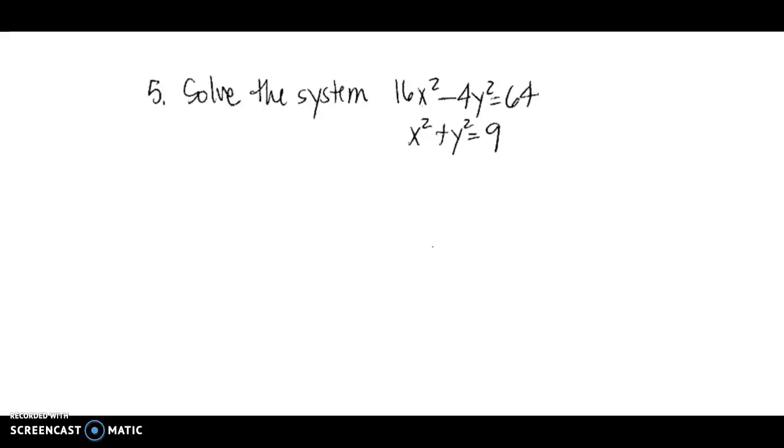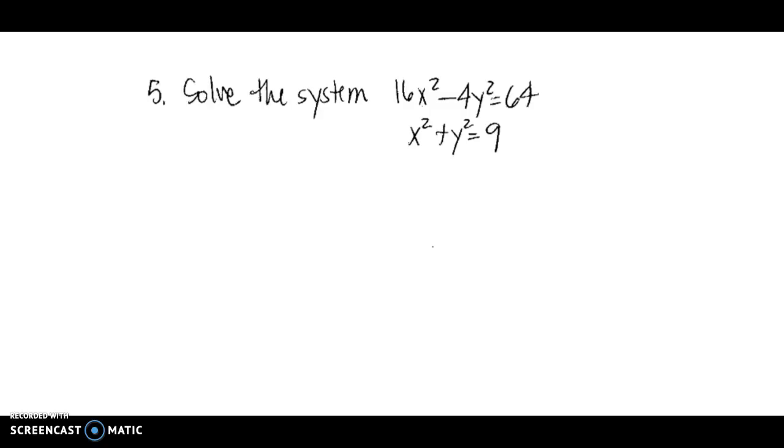This one's going to be a little easier, and the reason is because you've got an x and a y squared on the top, and an x and a y squared on the bottom. If you were to graph this top one, do you know what it would be? You have an x squared and a y squared, so it's either a circle, ellipse, or hyperbola. That's a hyperbola. And this is a circle. And so there could be up to 4 intersections.